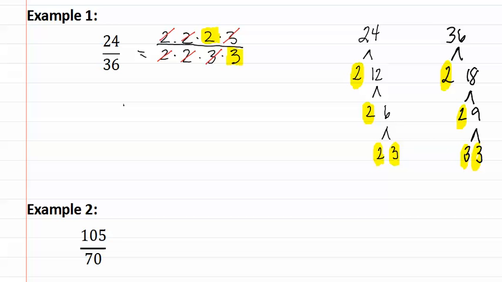This gives us 2/3. 2/3 is our reduced fraction, because there are no more common factors between the numerator and the denominator. Let's look at example 2. In example 2, we have 105 divided by 70.